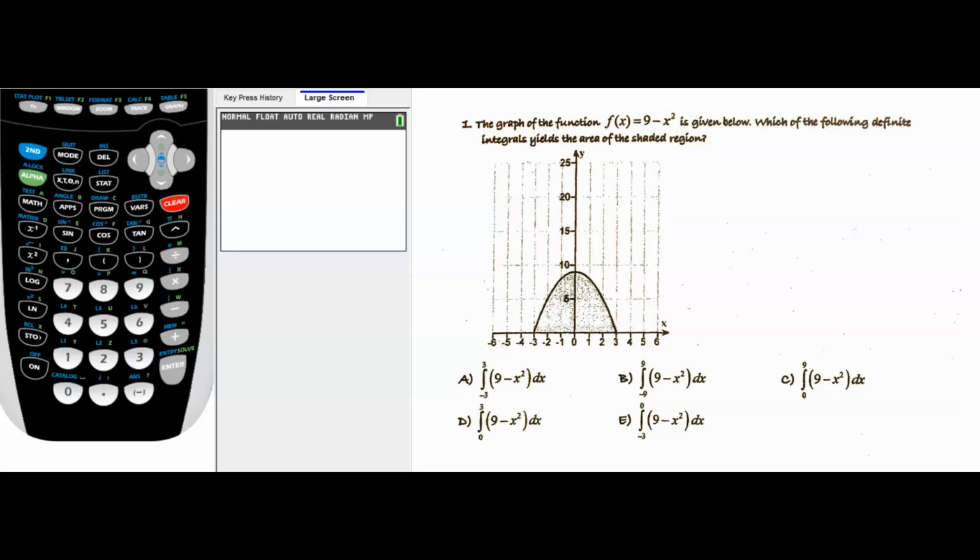Okay, let's put it all together and look at these exit problems. Number one, the graph of the function f of x equals 9 minus x squared is given below. Which of the following definite integrals yields the area of the shaded region?